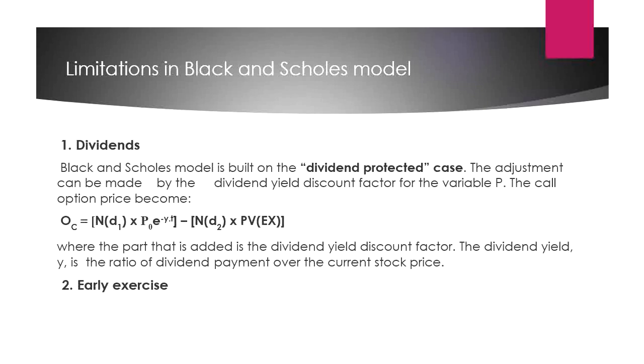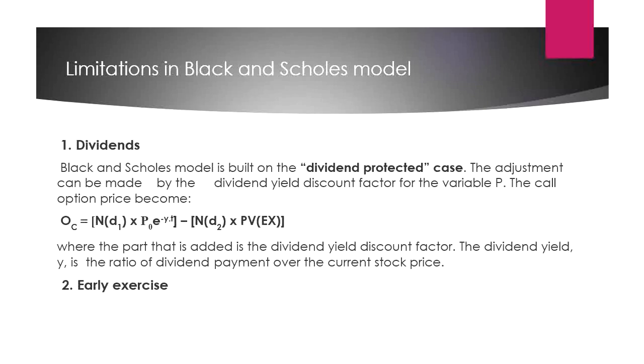The first one is the dividends. The Black and Scholes model is built on the dividend-protected case. That is, there's no dividend paying for the underlying stocks. Payment of the dividends is not to be confused with the announcement of dividends increase. The payment of dividends reduces the stock price and thus reduces the potential gain from exercising the call option. The adjustment can be made by the dividend yield discount factor for the variable P.